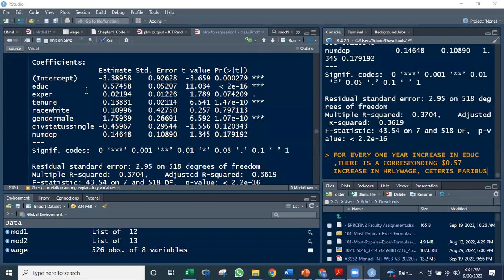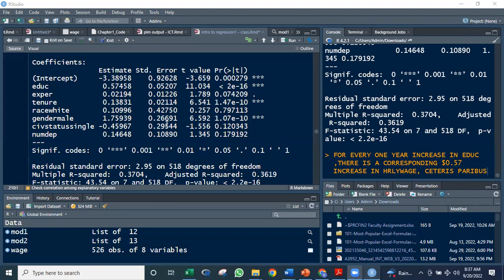All right. How about experience? Let's assume that experience is statistically significant at 0.05. Kaso 0.07 siya, so greater than 0.05, so this will not be included in the model unless we're using a level of significance of 10%. So for every 1 year increase in experience, there's a corresponding $0.02 increase in hourly wage, ceteris paribus. Same, assuming that experience is statistically significant.